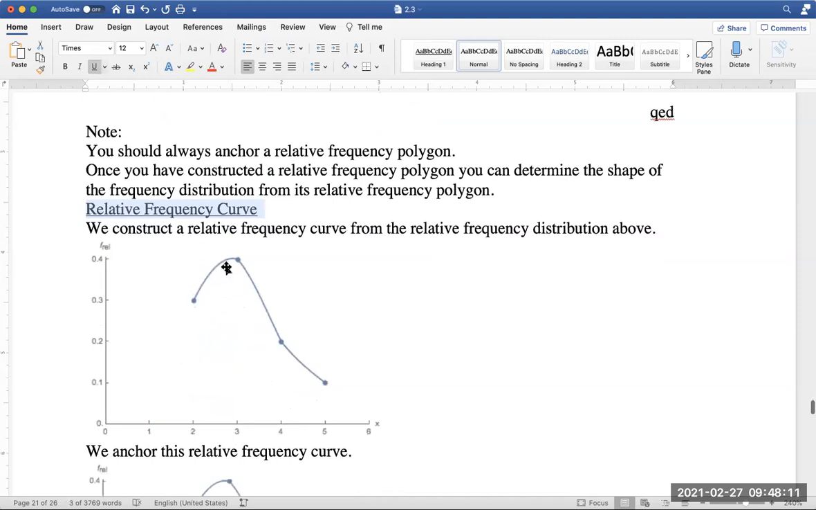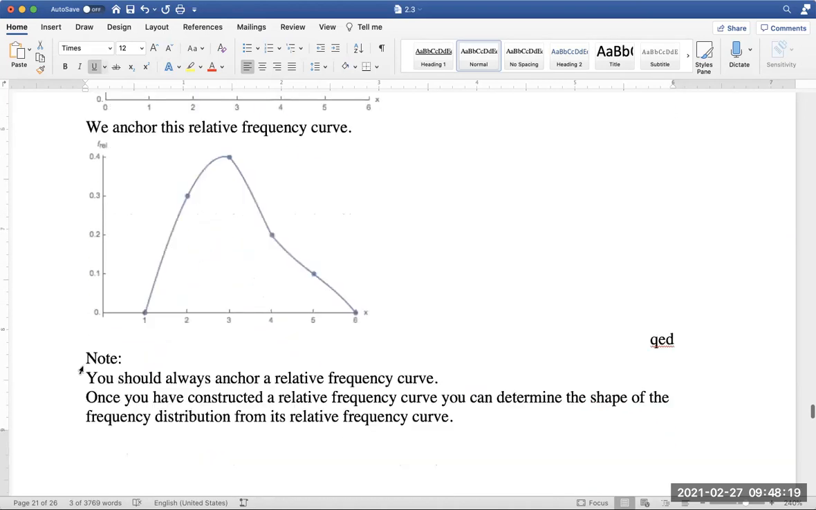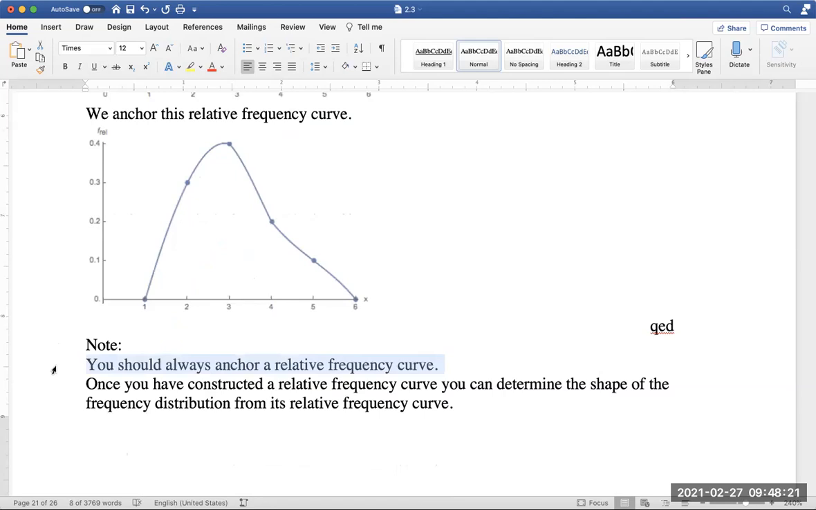Relative frequency curve: you have the same dots, but you again draw a nice smooth curve in between. You anchor. You should always anchor relative frequency curves. Once you have constructed a relative frequency curve, you can determine the shape of your distribution from your relative frequency curve.